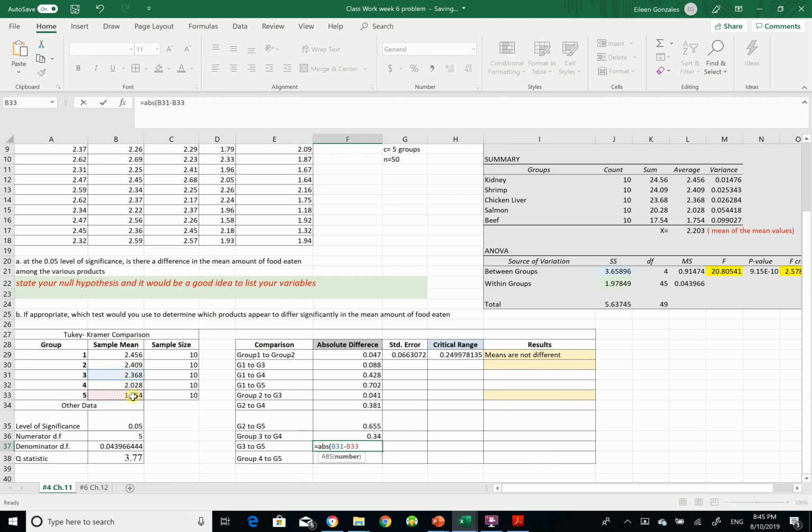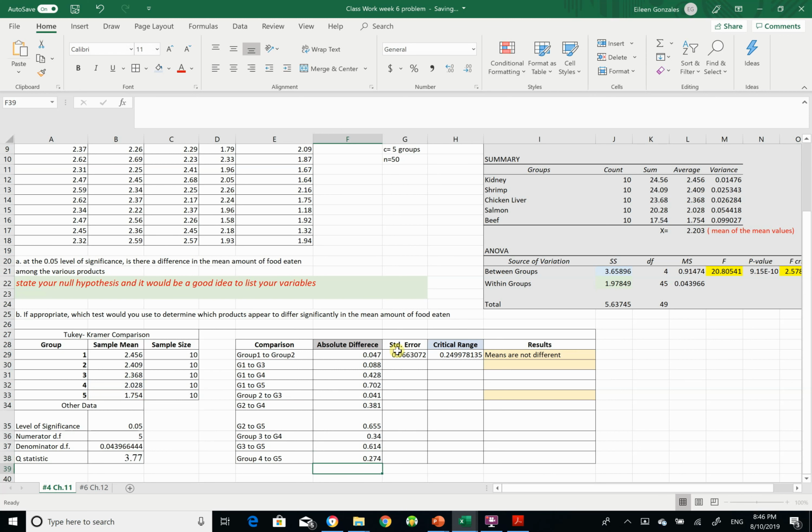And the last but not least is the absolute value. We're just subtracting them, if you haven't figured that out yet. Group 4 minus group 5. Okay, and so here are our absolute differences.